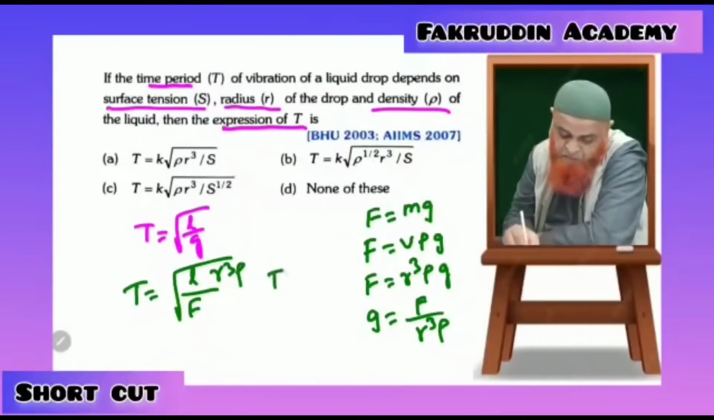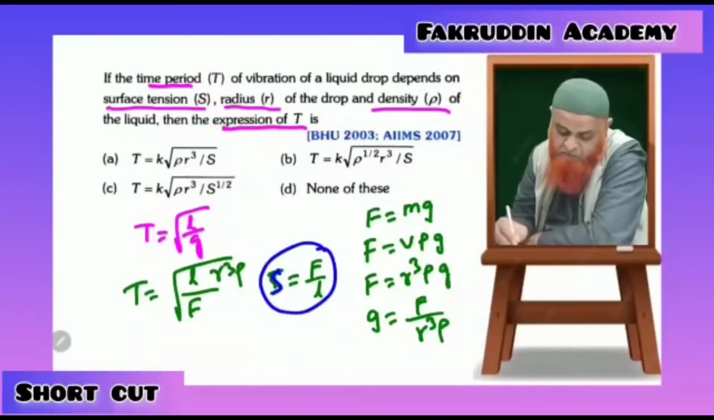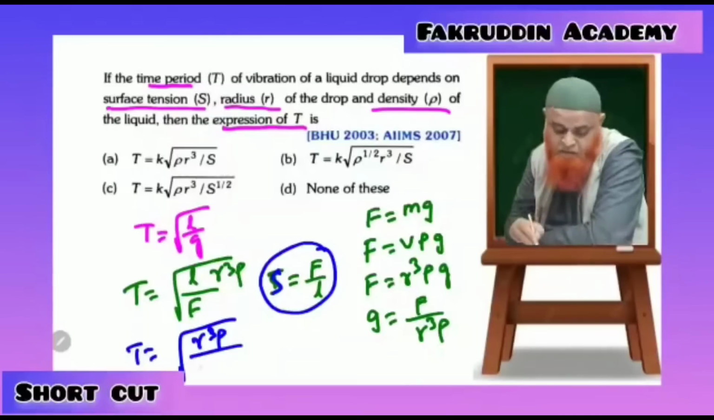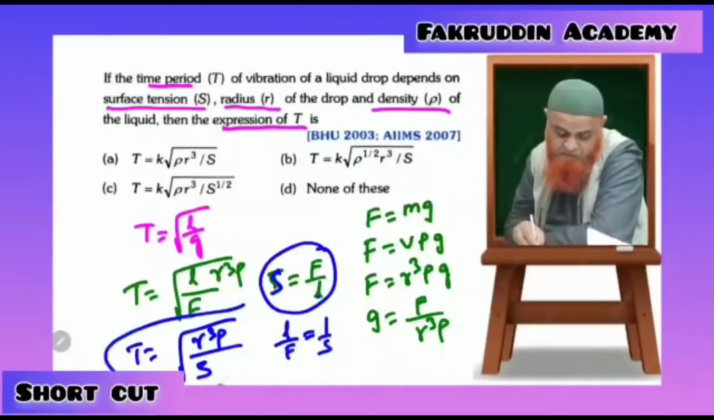Then after that, you know surface tension is nothing but force by length. So this is surface tension, which is equal to force by length. So you write now square root of r cube into rho divided by surface tension, force by length. It's a reciprocal here, so we can write surface tension, yes, because f by L is S, which means L by f is equal to 1 by S. So you have written like this. So this is going to be your answer.